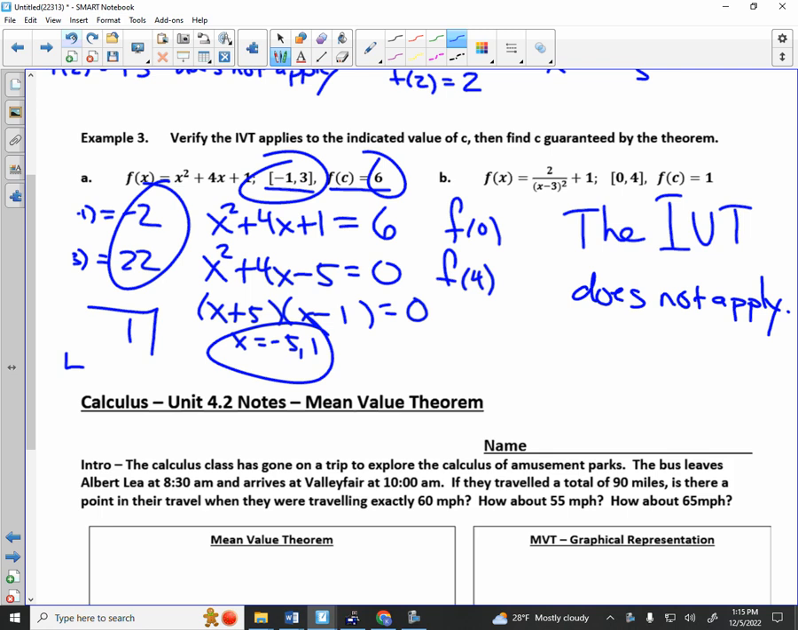And if you wanted to give a reason why, it would be because it's not continuous over the interval 0 to 4. It's not. Yep, it's continuous everywhere else, but not at 3. Everybody see that?